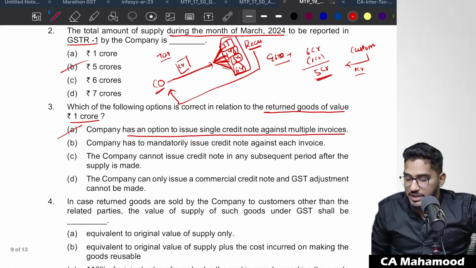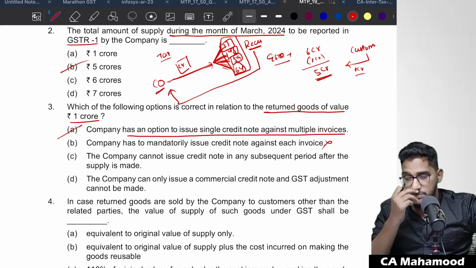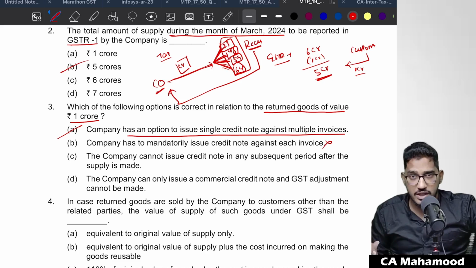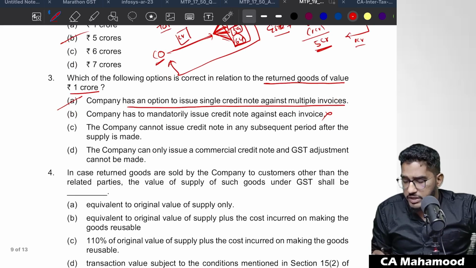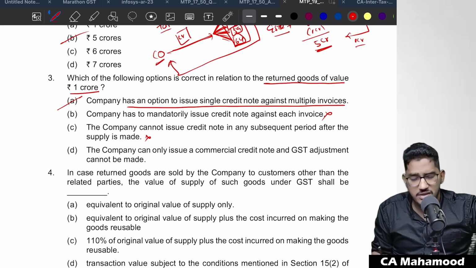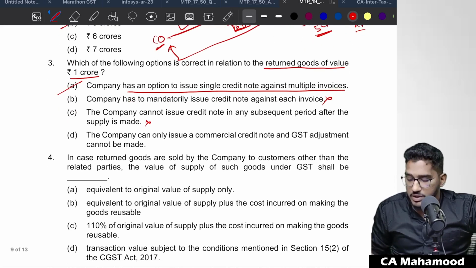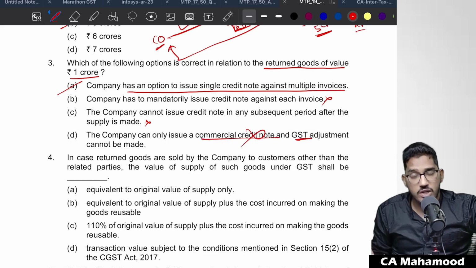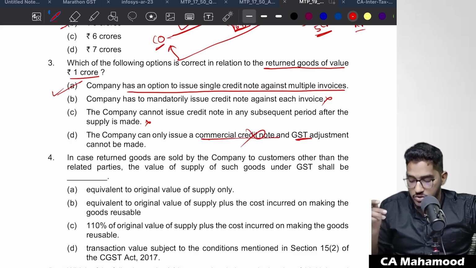Next one. The company has to mandatorily issue a credit note against each invoice. No, there is no such mandatory requirement. The option has been given under the GST law. If you want, you can issue a single credit note also. The company cannot issue a credit note in any subsequent period after the supply is made. Is it so? No, you can issue a credit note even after the period also. There is no problem. The company can only issue a commercial credit note. No, not only a commercial credit note, you can give a credit note under the GST Act also. So option A is the correct option.